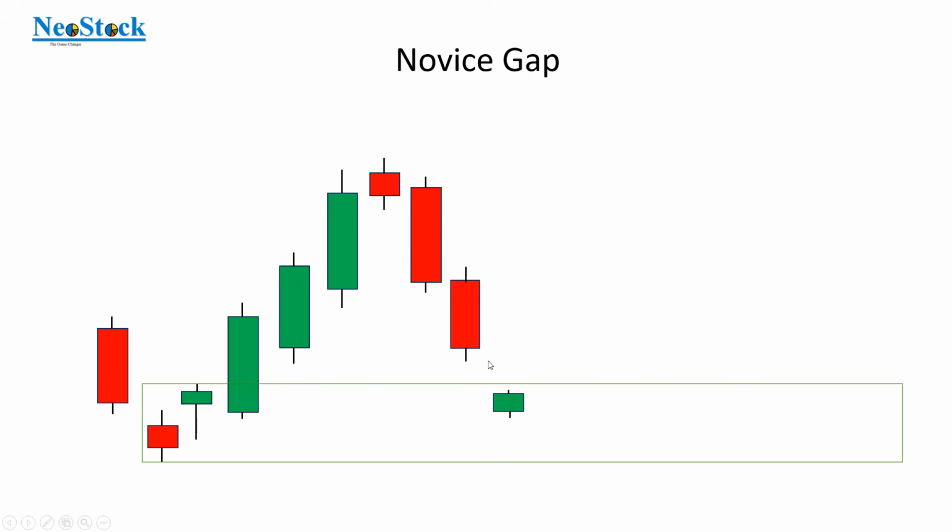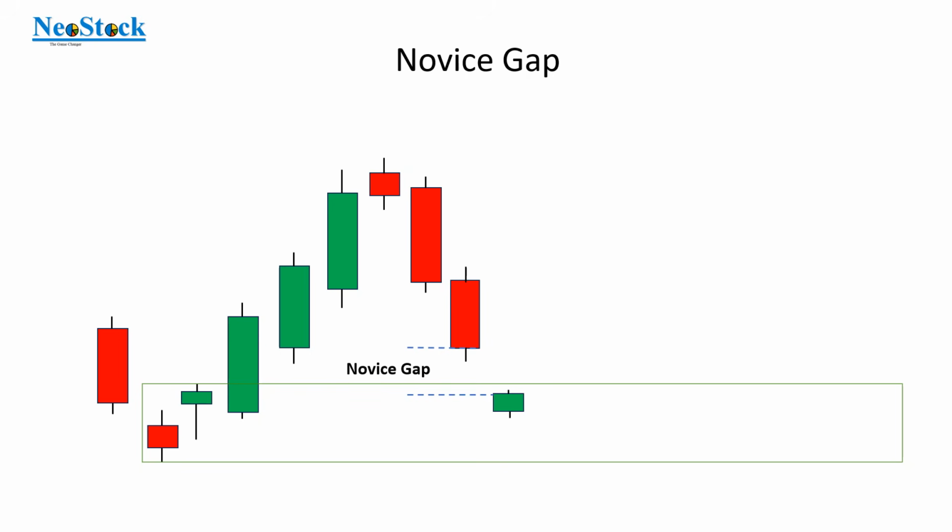So the prices went into the demand zone. Now the institutional pending orders are getting executed and they are pushing the price up. But the prices came down with a gap, and that means the participation in the market was mainly from novice people. This gap is generated because of the participation of novice traders. So that's why this gap is called a novice gap.